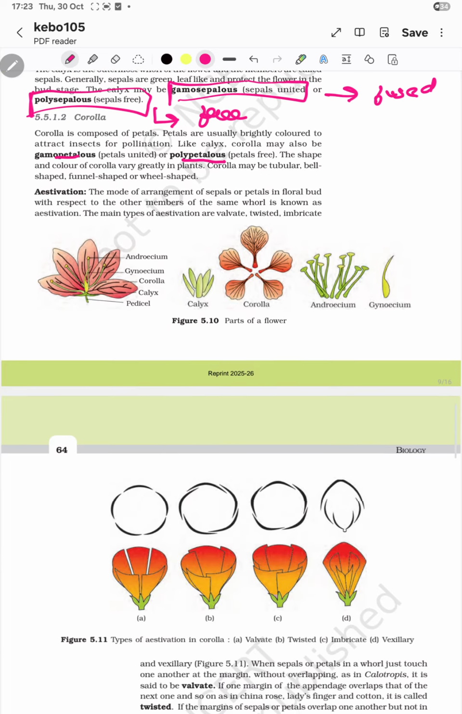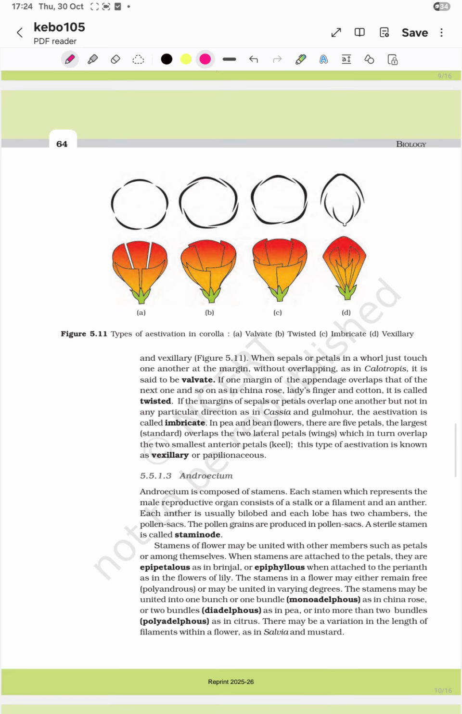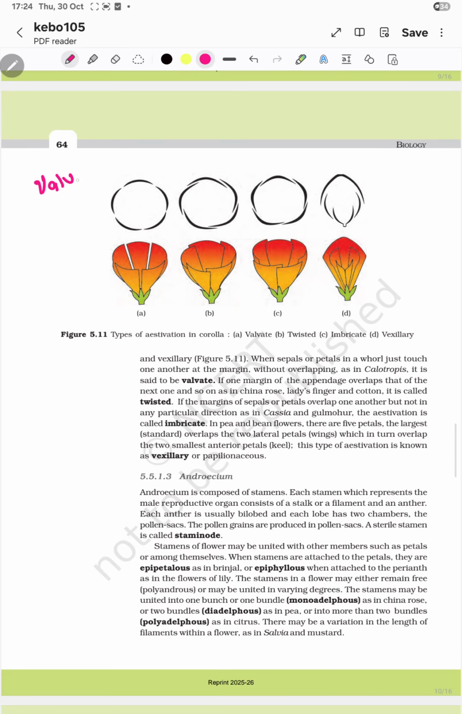Now estivation is the most important thing. So we have 4 types of estivation: valvate, twisted, imbricate, and vexillary.